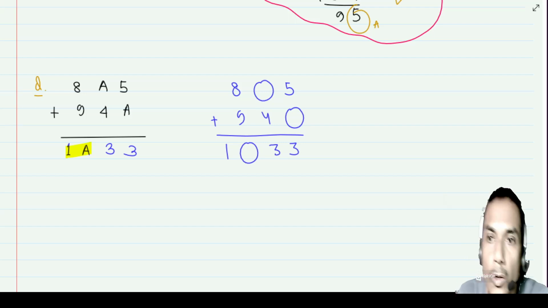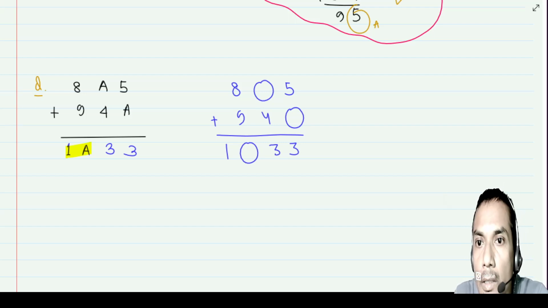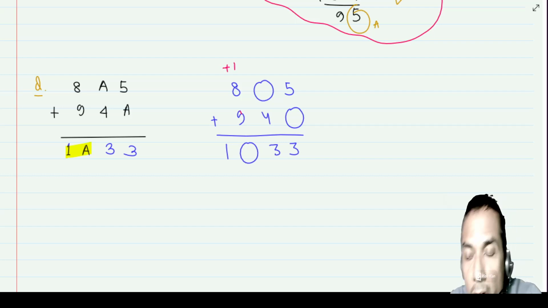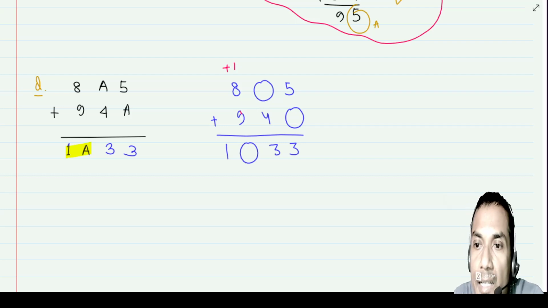Now look at this number here. 8 plus 9 is 17, right? But we consider one carry forward here. Why? Because a 3-digit number plus another 3-digit number, if it gives a 4-digit number, then definitely there is a carry forward. Okay, so plus 1, if we add 1, then it will be 18.